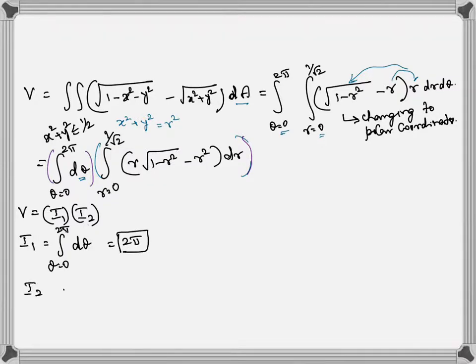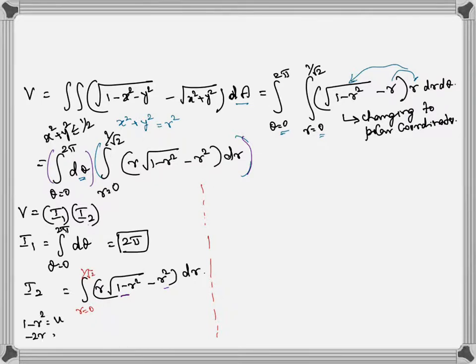And then I2 is the integral from 0 through 1 over radical 2 of r times square root of 1 minus r square dr, minus the integral of r square. This involves two integrals. The first integral has to be done by the u substitution method. The integral of r square is r cube over 3, which is very easy. For the u sub, 1 minus r square is u, and negative 2r dr is du.